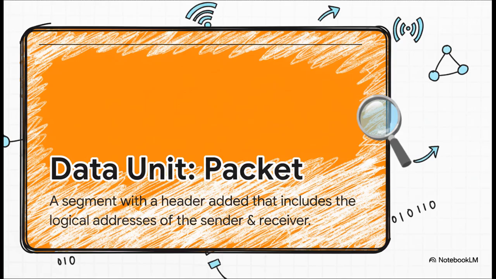To make this happen, the network layer takes each segment and wraps it in a new header. This header contains the source and destination IP addresses, basically the mailing label for the whole trip. And just like that, our segment has leveled up. It's now officially called a packet.